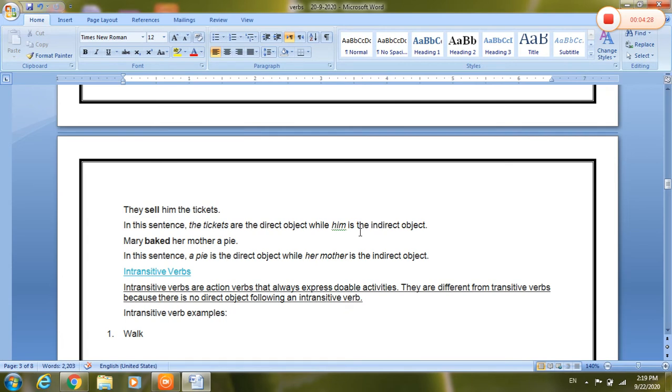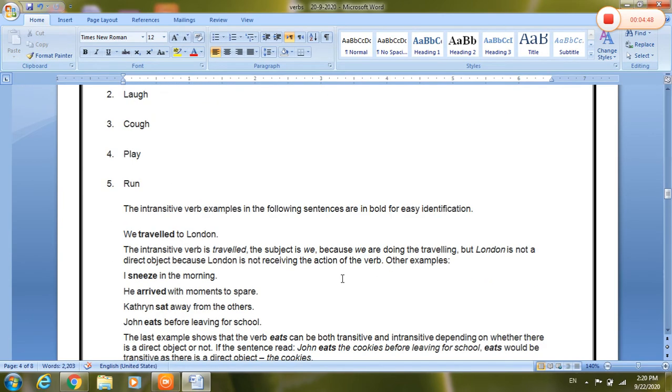The second kind of verbs we call intransitive verbs. Intransitive verbs are action verbs that always express doable activities, and they are different from transitive verbs because they aren't followed by an object. There is no direct object following an intransitive verb. Like when I say, I sneeze in the morning, he arrived with moments to spare. There is no object, so we consider them intransitive verbs.